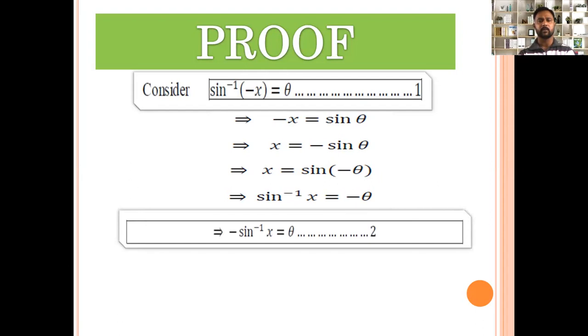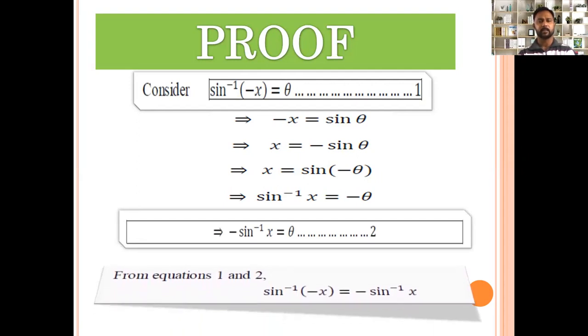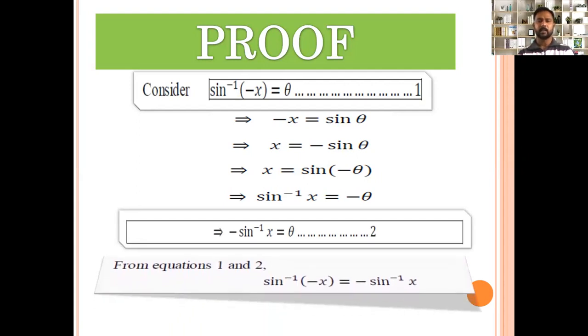Now look at equation 1 and equation 2. In both the equations, the right side, RHS, is theta. Therefore, the left sides should be equal. What happens then? From those two equations, sine inverse of minus x is equal to minus sine inverse x. In the same way, you can prove it for cosec inverse of minus x and tan inverse of minus x.